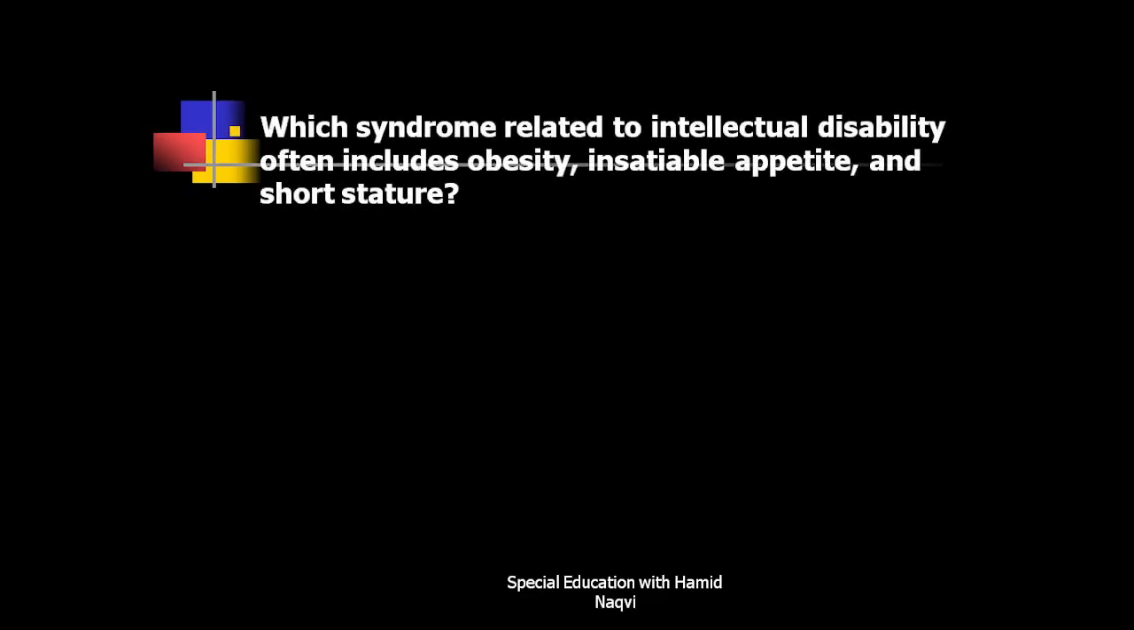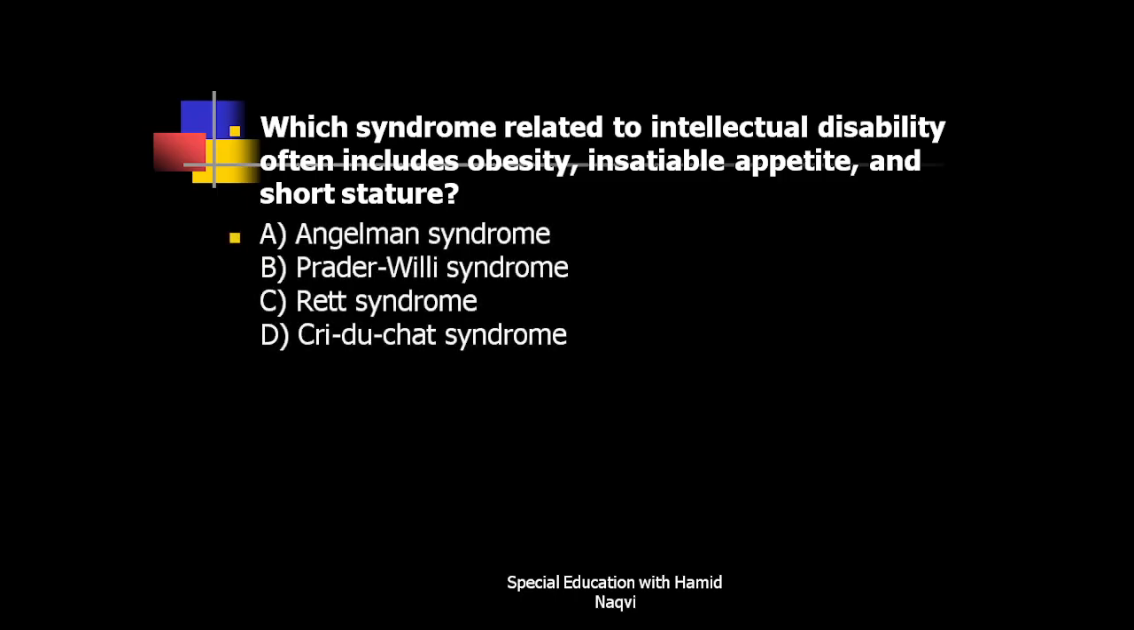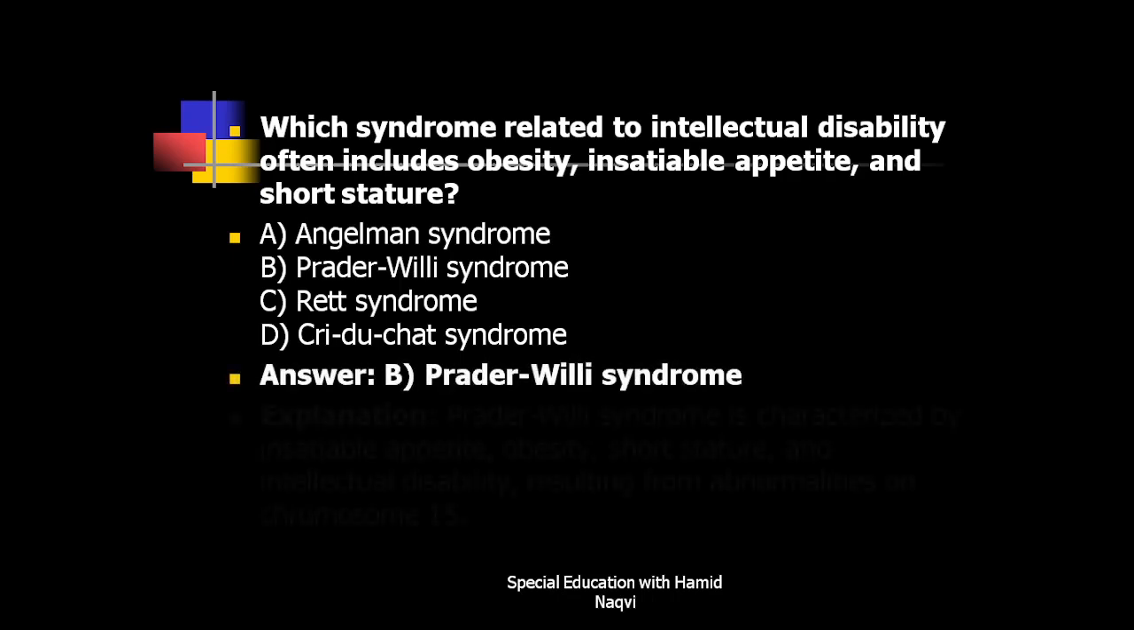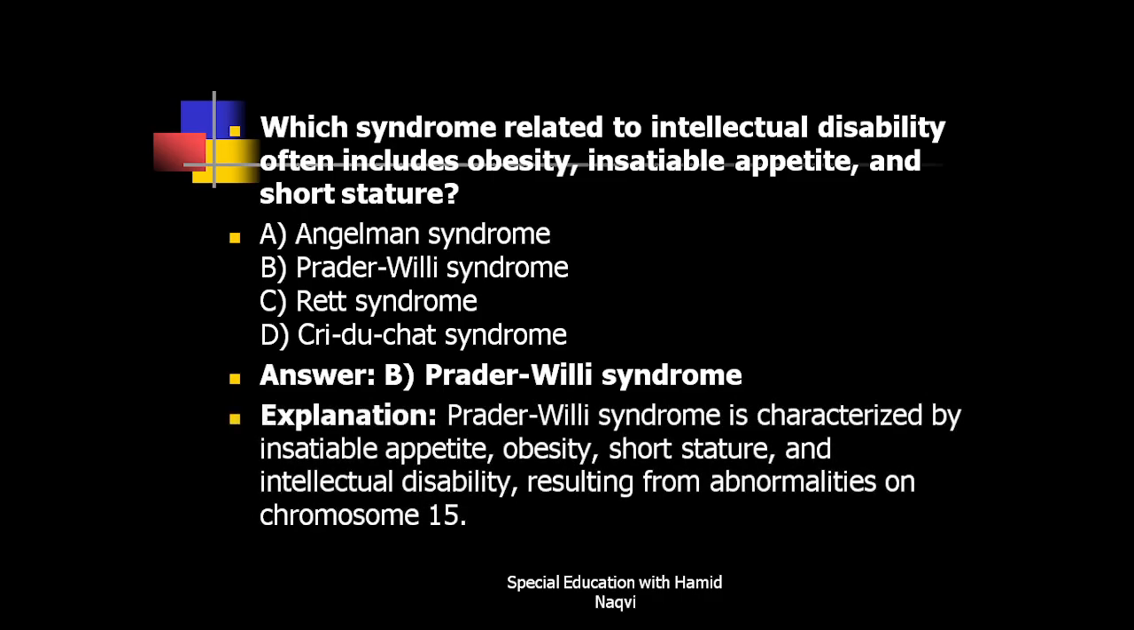Next MCQ is which syndrome related to intellectual disability often includes obesity, insatiable appetite, and short stature? Angelman syndrome, Prader-Willi syndrome, Rett syndrome, or Cri-du-Chat syndrome? Answer is Prader-Willi syndrome. Prader-Willi syndrome is characterized by insatiable appetite, obesity, short stature, and intellectual disability resulting from abnormalities on chromosome 15.